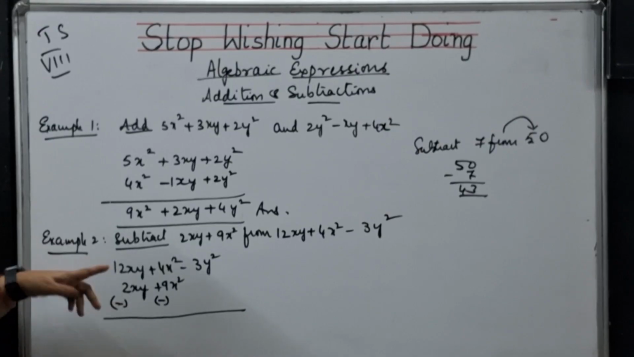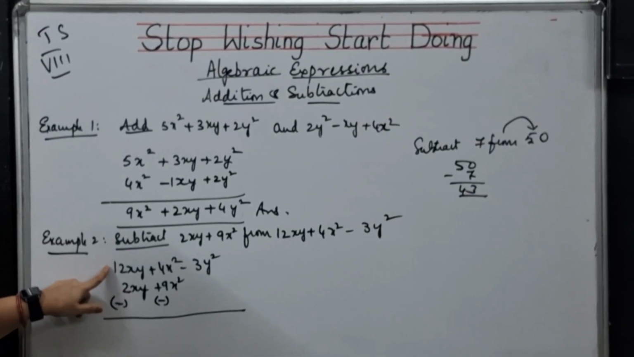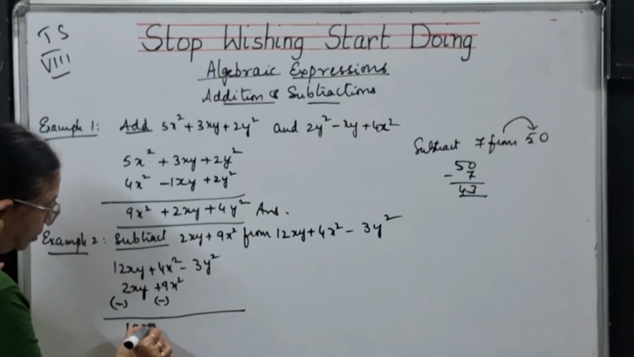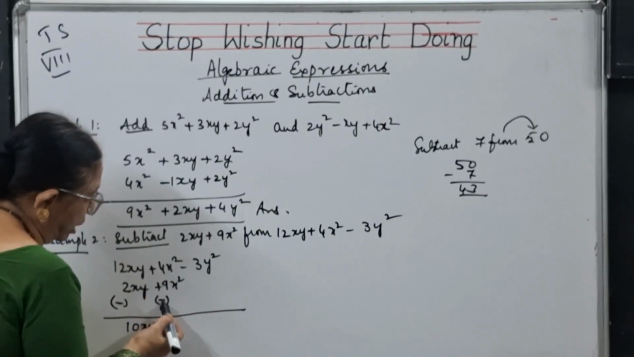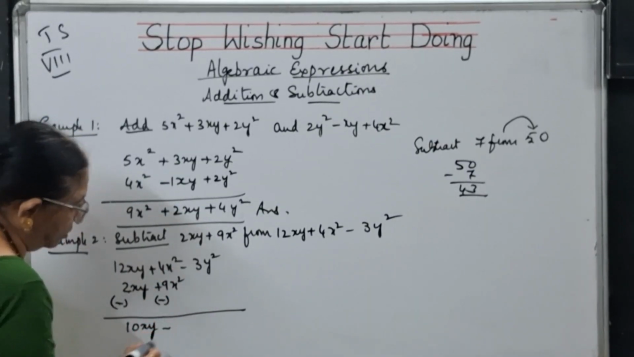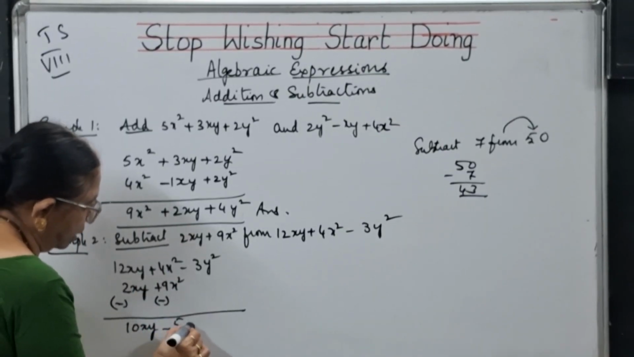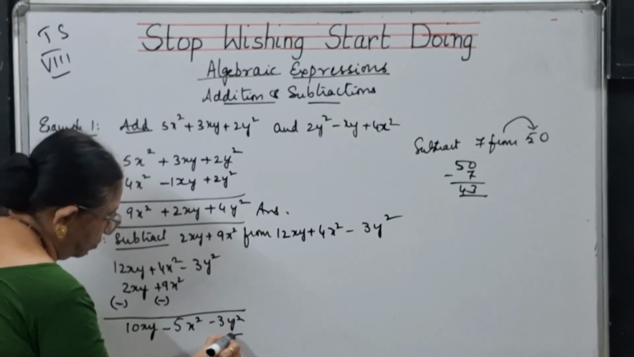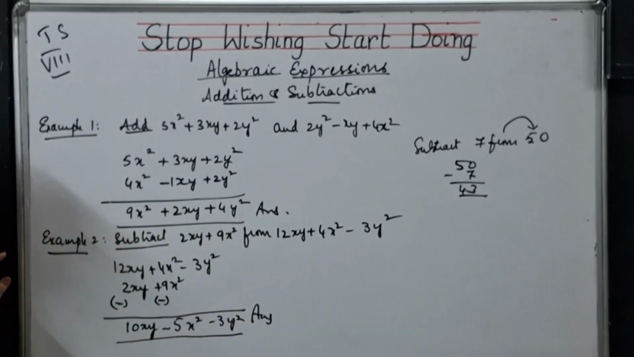So integer addition, 12 minus 2. 12 minus 2 is 10xy. Plus 4 minus 9. 9 is more, so we will have a minus sign. So 9 minus 4 is 5, minus 5x square. This 3y square, as it is, we will take it out. This is the answer for the subtraction, children.